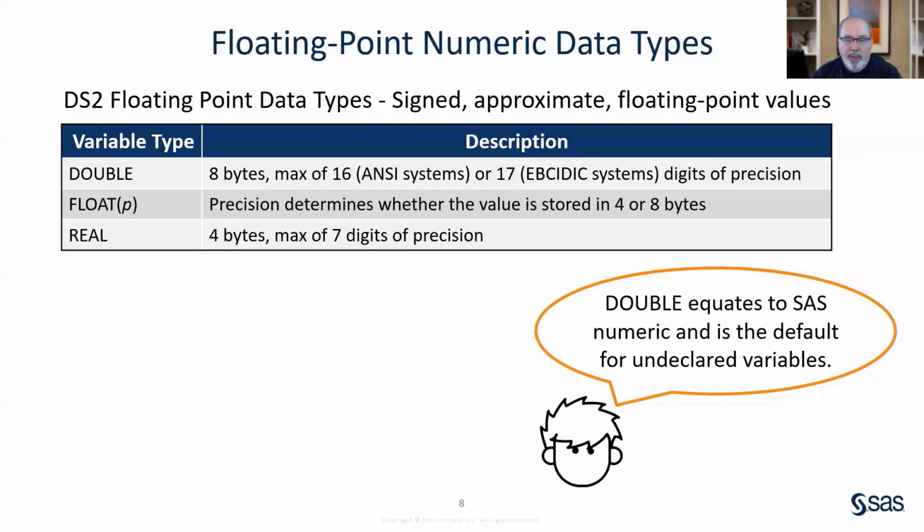And this means that you're going to get a maximum of about 16 digits of precision. Now, the magnitude you could store is enormous, but the precision will top out about 16 digits. A smaller version of this, the real, is only 4 bytes, which tops out about 7 digits of precision. And then there's float. Basically, you tell the float what precision you need, and it'll store the result in either 4 or 8 bytes, either double or real.